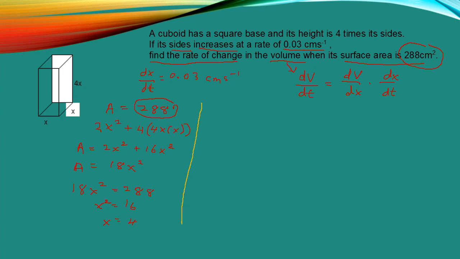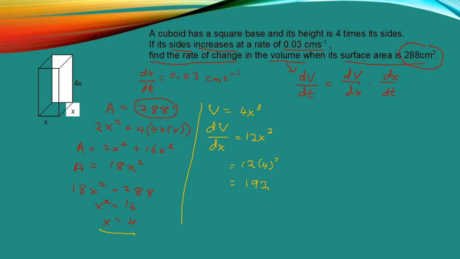Then to find dV over dx, we can use the formula for volume. Formula volume for cuboid is equal to 4x cubed. So from here we can differentiate function V with respect to x. dV over dx is equal to differentiate 4x cubed, which is 12x square. Then we can substitute x equal to 4. So 12 multiplied by 4 square.